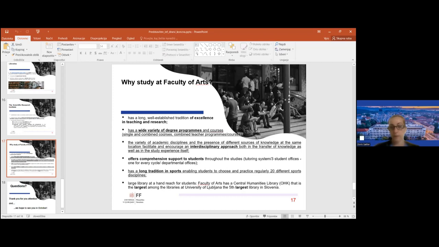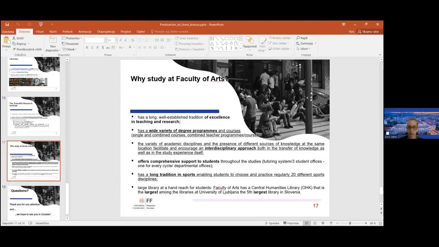Third, the variety of academic disciplines and the presence of different sources of knowledge at the same location facilitates and encourages an interdisciplinary approach in the transfer of knowledge, as well as in the study experience itself. The next reason would be also that it offers comprehensive support to students throughout their studies by providing a good and successful tutoring system.